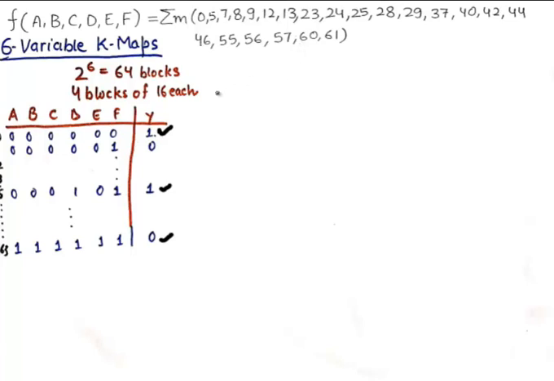So what we are going to do is draw 4 blocks of 16 block K maps each. And how do we do that? Please watch the previous video where I discussed the five variable K map. That is going to lay a foundation stone of how the higher variable K maps are designed. It is highly recommended.